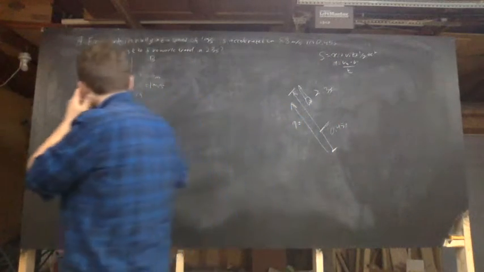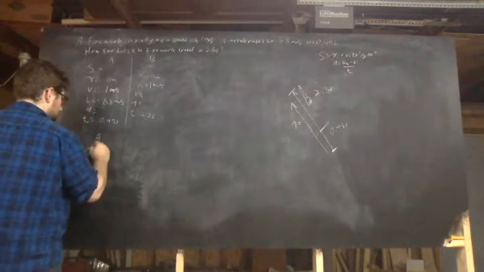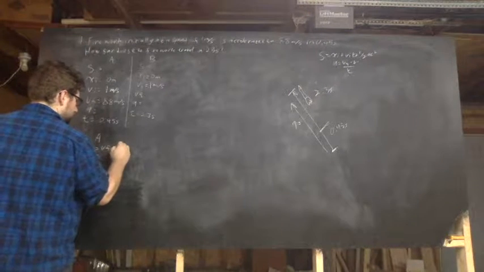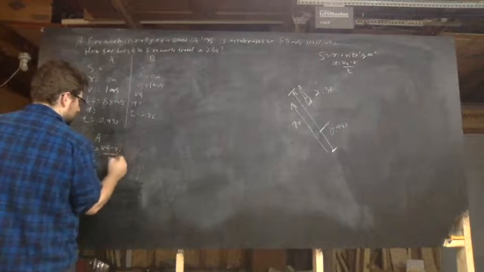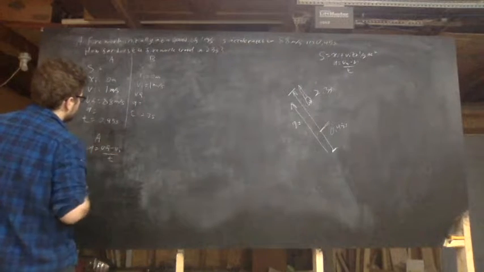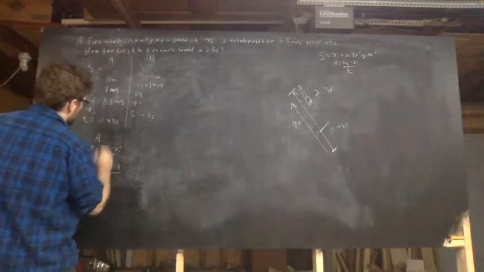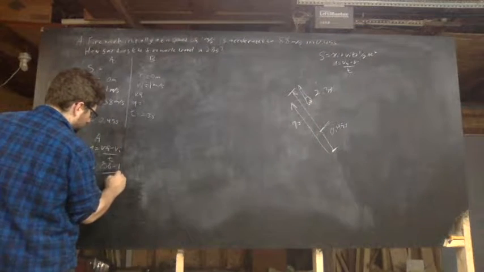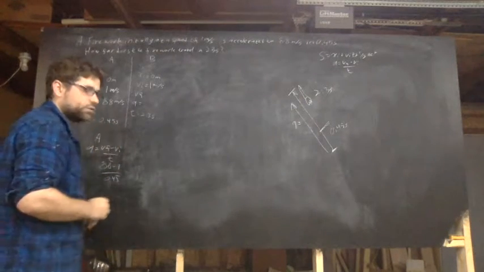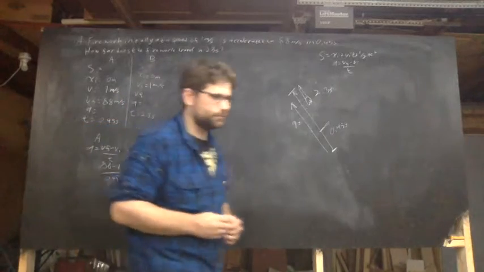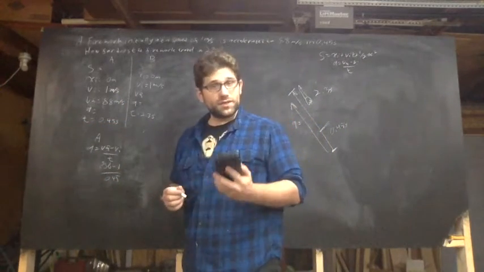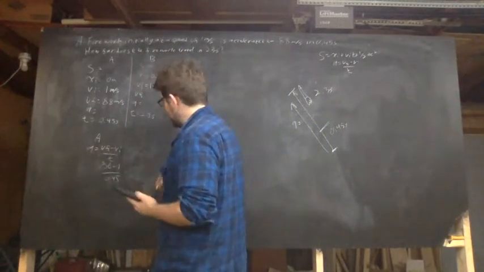So part A: a is equal to vf minus vi over t. I have vf, I have vi, I have t. So I've got 88 minus 1 over 0.45. I'll just plug that into my calculator real quick. That gives me an acceleration of 193.3.